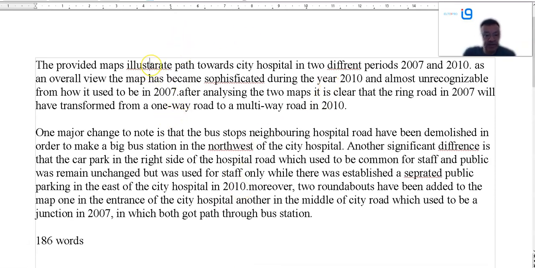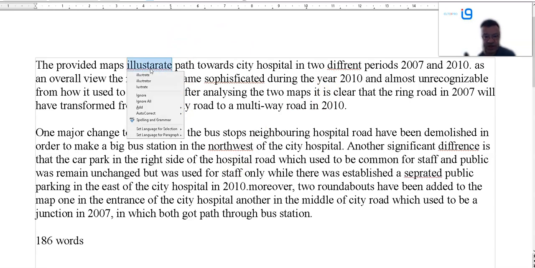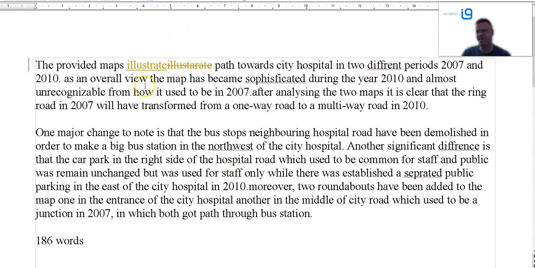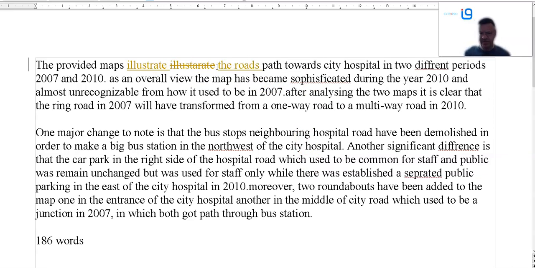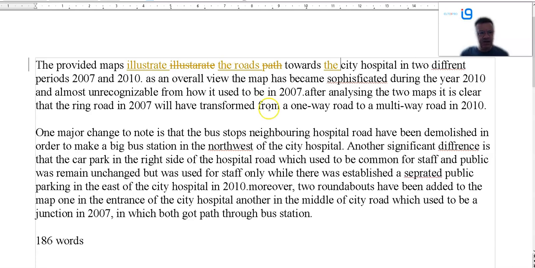Okay? So, pretty straightforward. As I say, there's only two that people sent me. So, the provided maps illustrate path. Well, it's not a path, is it? It's a road. So what? The provided maps illustrate what? Roads. The roads towards a city hospital or the city hospital in two different periods.